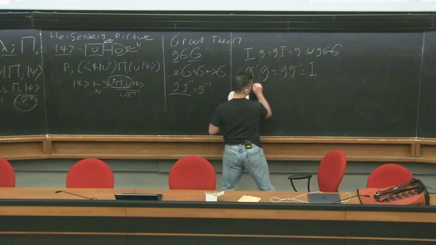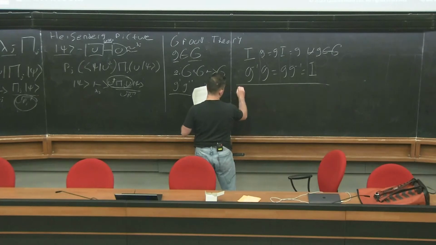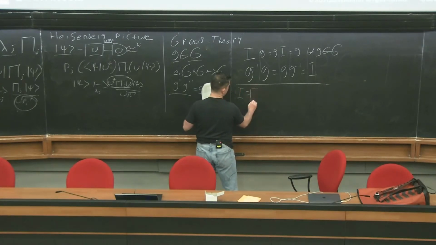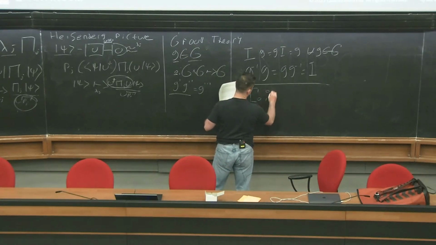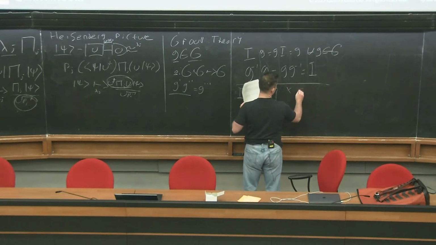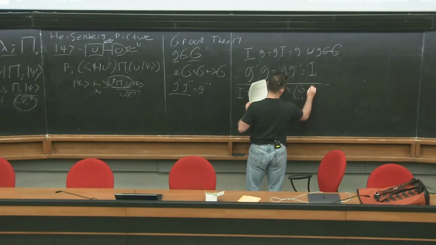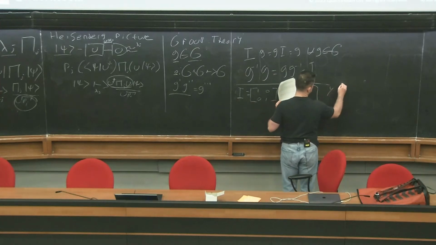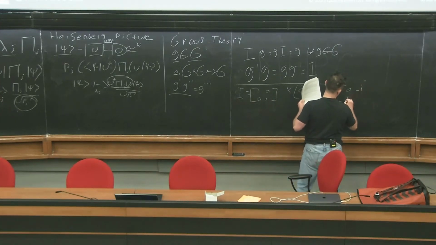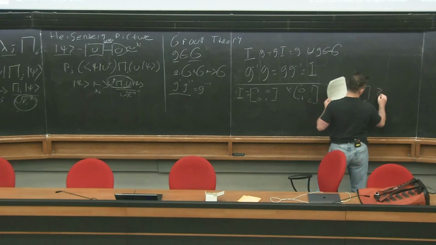Okay, so our identity is going to be this 2x2 identity matrix. We're going to have X, Y, and Z.